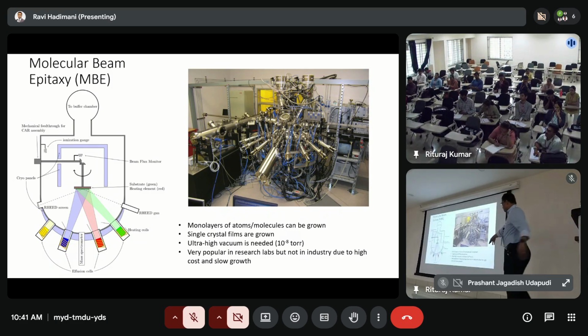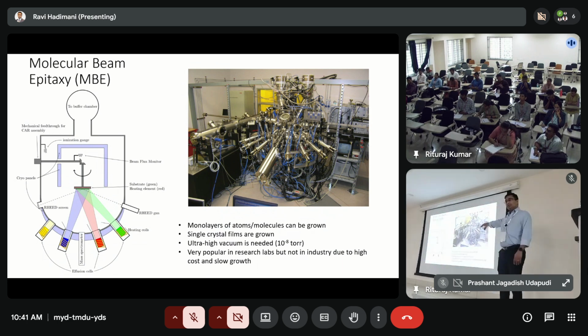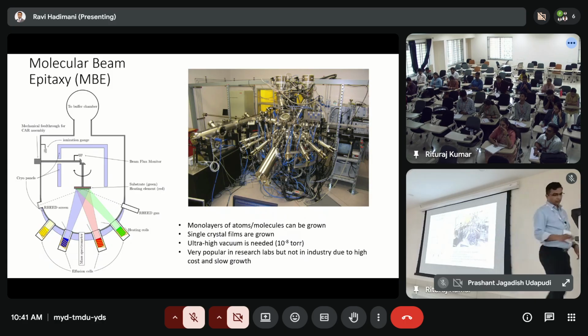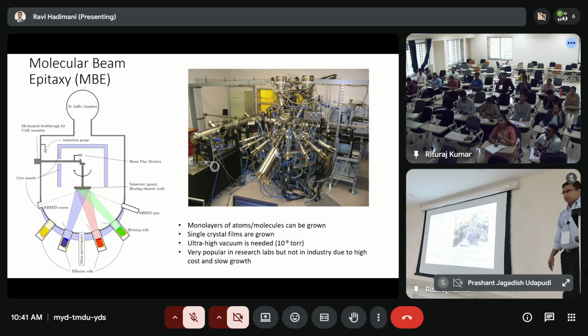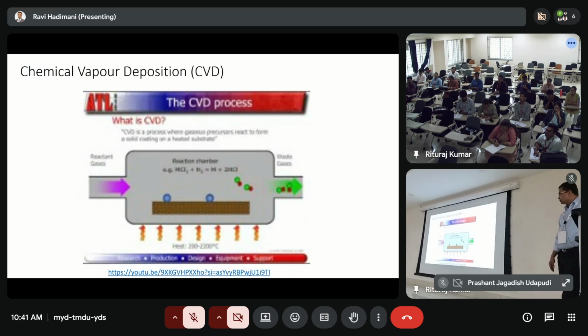And the vacuum is 10 to the power minus 8 torr, which is very high vacuum. And once you break the vacuum, you have to wait for at least 2 to 3 hours to get the vacuum back. And of course, the growth is very slow because it deposits atom by atom and molecule by molecule.